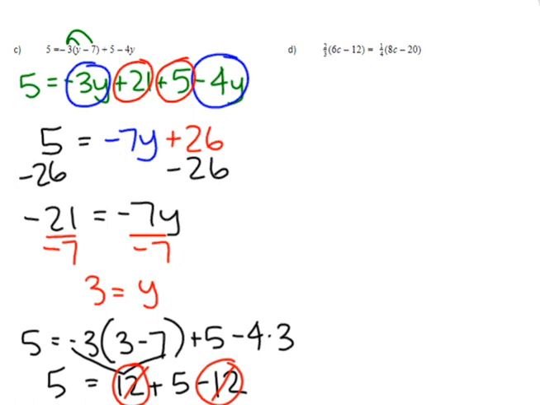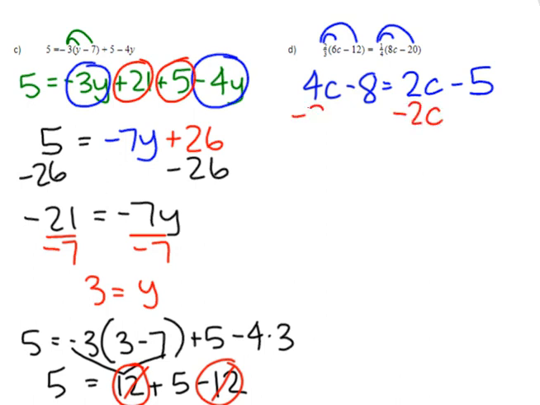All right, moving on to part D. 2/3 times 6c is 4c. 2/3 times negative 12 is negative 8. 1/4 of 8c is 2c. And 1/4 of negative 20 is negative 5. Okay, combine variables. So I'm going to subtract 2c from each side.